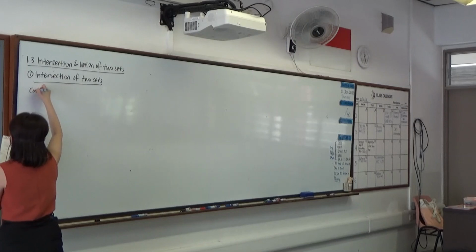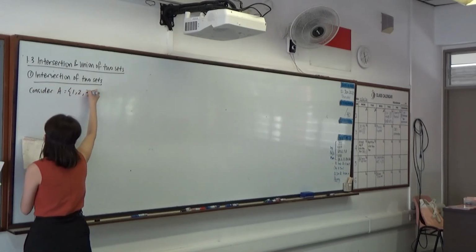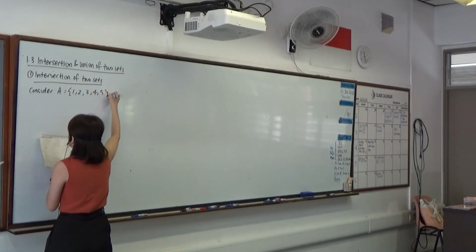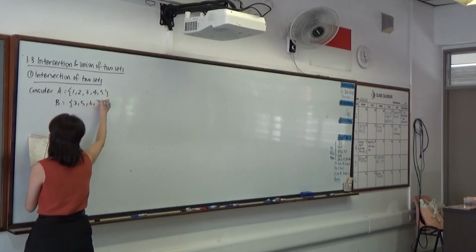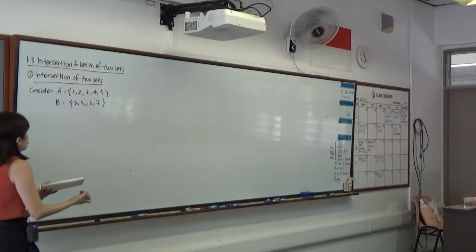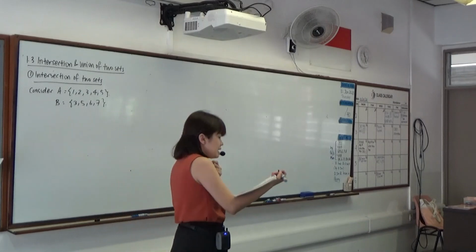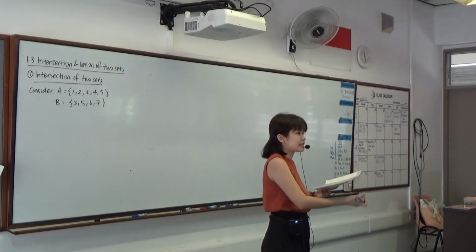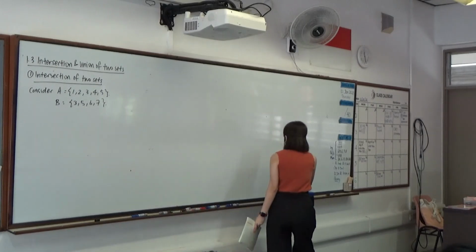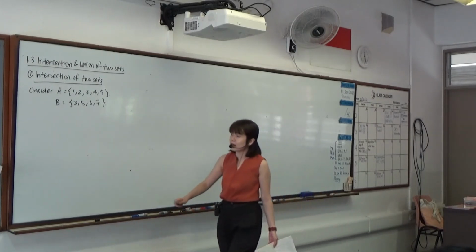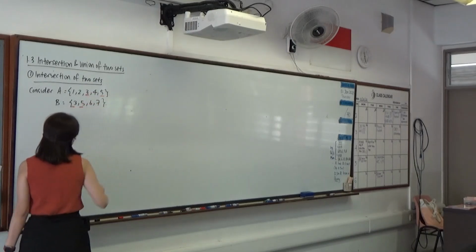Okay, so let's consider an example. We have these two sets. Set A contains 1, 2, 3, 4, 5, and set B contains 3, 5, 6, 7. Notice that between these two sets there are some overlaps, meaning to say there are some elements that are in common, and that's 3 and 5.